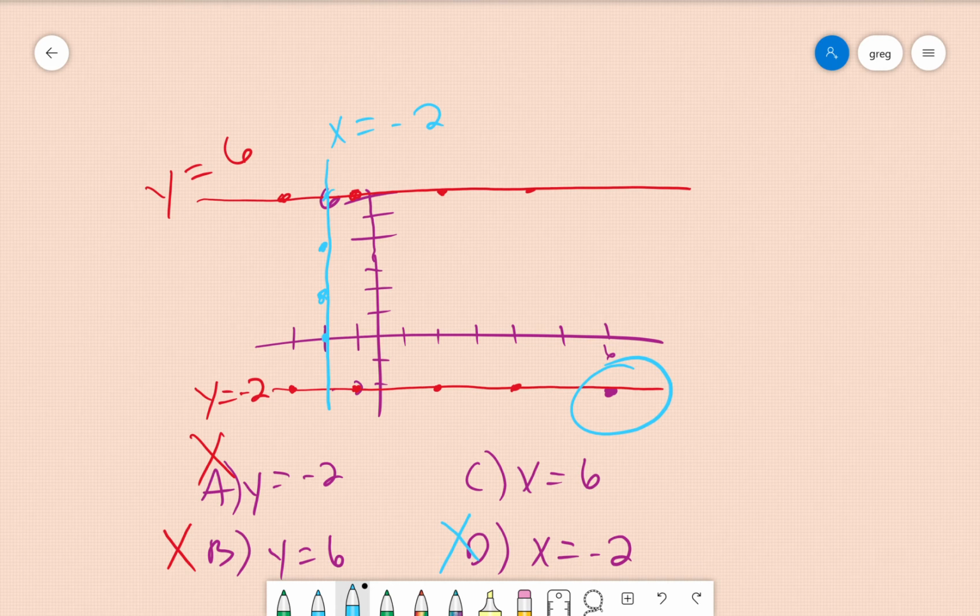But now let's look at the last option, option C. X equals 6. So this says here, it doesn't matter what your y is, x is always going to be 6. So I can have the same thing: 6, 0 here, 6, 2 here, 6, 4, 6, 6. Now when I draw that line, does it go through that point? There you go. So that one there has to be C. And that's how that works.